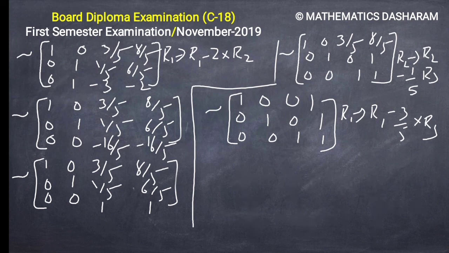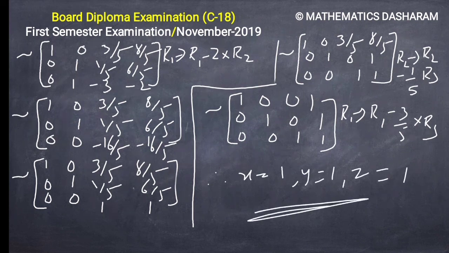So finally we got the identity matrix of order 3. So then our required answer is available in the last column. So therefore x equals 1, y equals 1, z equals 1. So it is our required answer.